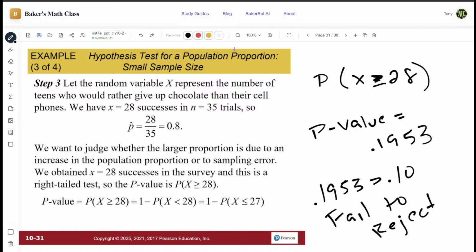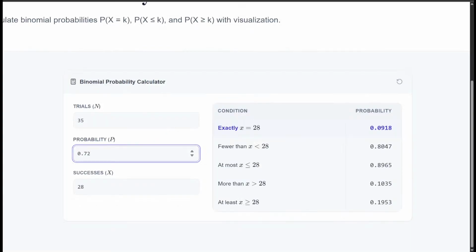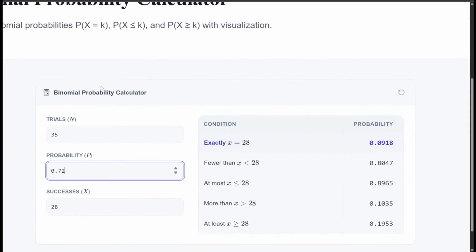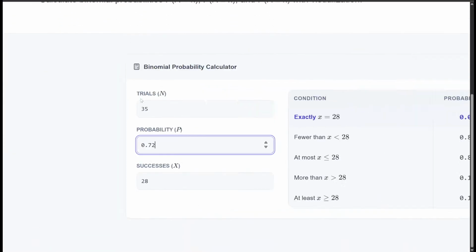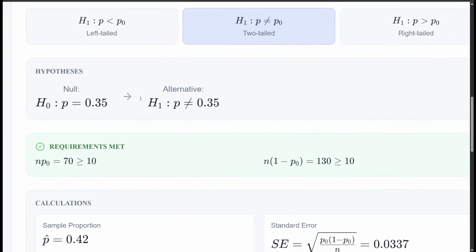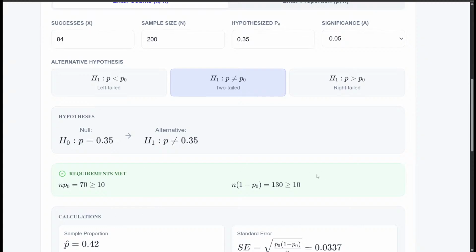What was the number of that calculator? 22. Yeah, this one's 22. And the only time you need to use this one is when the requirements are not met here. That's the only time you need to use it.